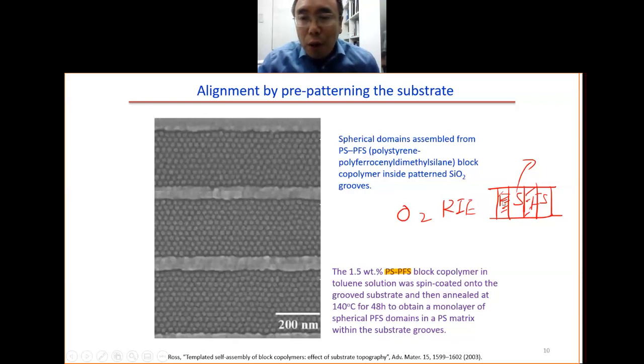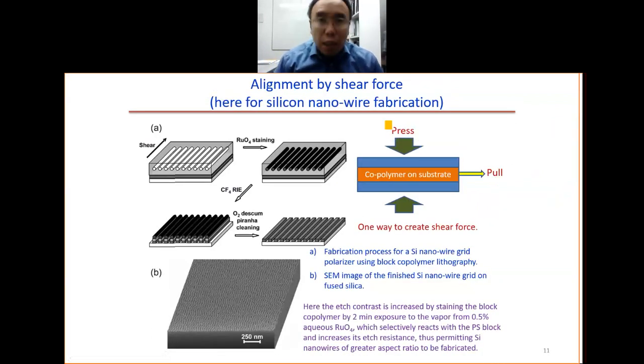But this one, PFS, polyferrocene dimethylsilane, has the ferrocene, that is, it contains iron. And it also has silane, so it also contains silicon. So when the block contains iron and silicon, the oxygen plasma will not etch it away. So it will be left behind. This is the pre-patterned substrate.